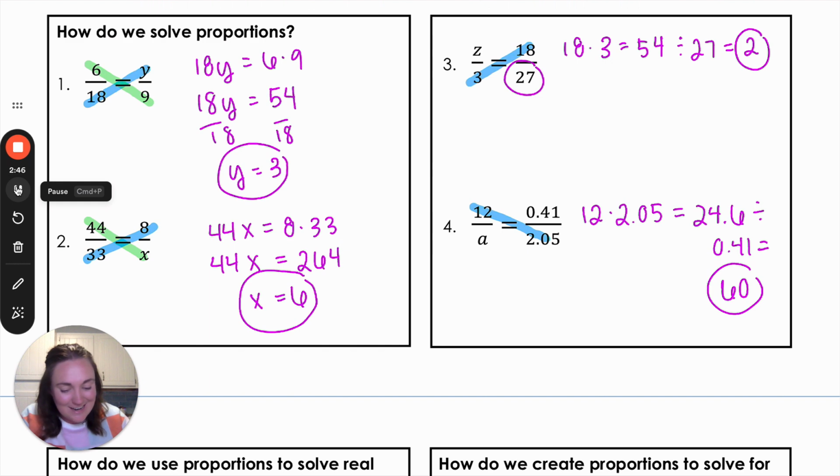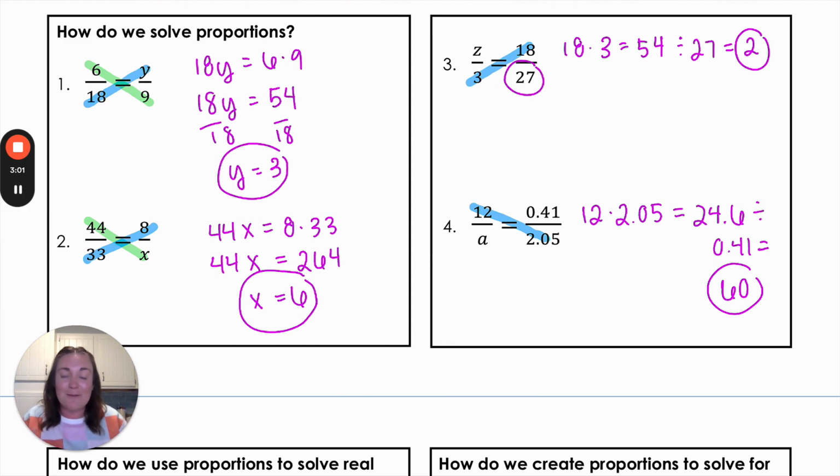Alright, so this time we get our 12 and 2.05 are our two numbers diagonal from each other. Multiplying those, dividing by that extra number left over, I get 60. And that is going to be how we solve our proportions.